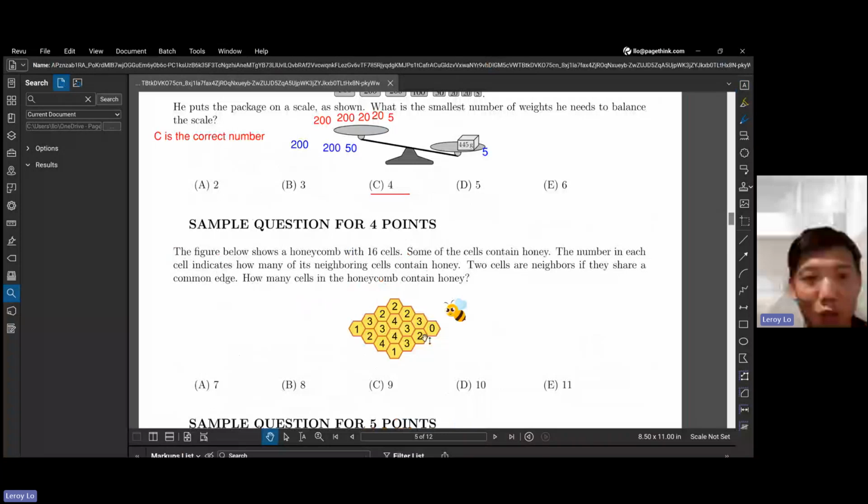Let's try this. This 3 means out of these 4 cells, 3 of them need to be checked, and then we still have 1 more that needs to be checked. So we need to check this one out.